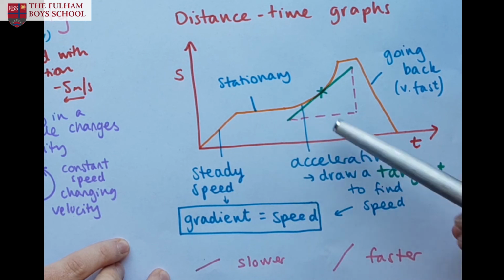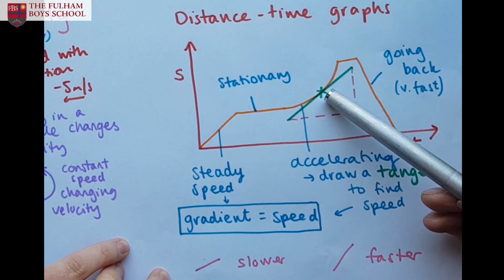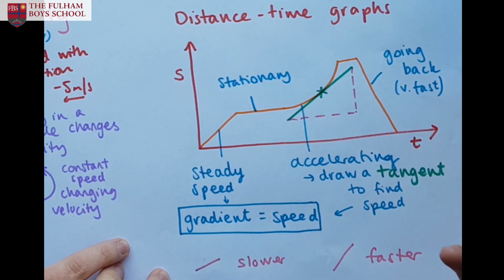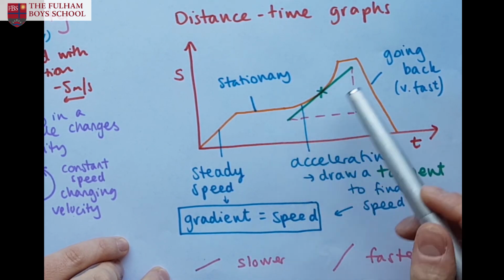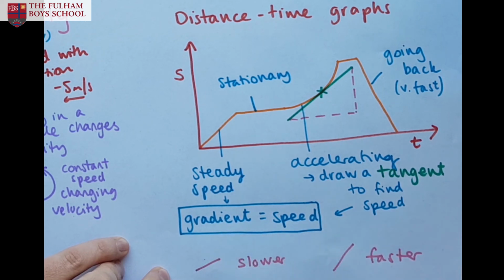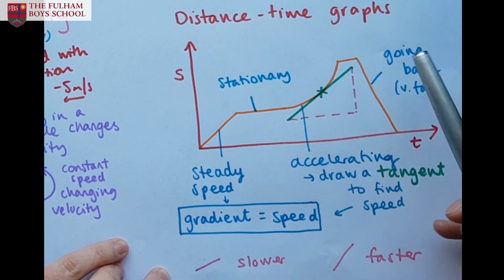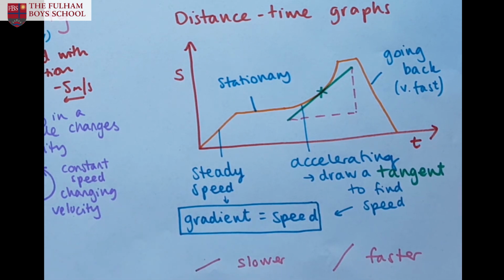If you want to find the speed at any given point on it, say at that green cross, I would draw a tangent, and a tangent is a line that touches the curve at the important point, so at the green cross. I'd then find the gradient of that tangent, and use the fact that gradient is equal to the speed to find the speed. Again, this is stationary here, and then this means I'm going backwards, and in this case it's very fast. The steeper the slope, the faster the object is moving. A very shallow slope means something is moving quite slowly. And that is it.